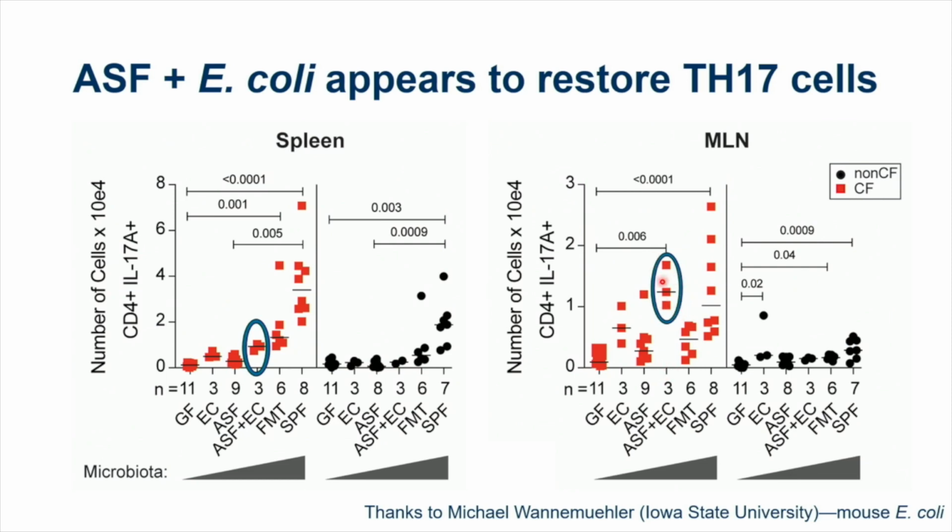But when we had ASF plus E. coli, we found we had a lot of these Th17 cells in the mesenteric lymph nodes of our CF mice, whereas in the control mice, we did not see that. Surprisingly, when we only had monocolonized E. coli, the control mice now had significantly higher, even with just these 3 mice, Th17 cells in the mesenteric lymph node, but not in the spleen. And I'll get back to this observation of high MLN Th17 cells in a few slides.